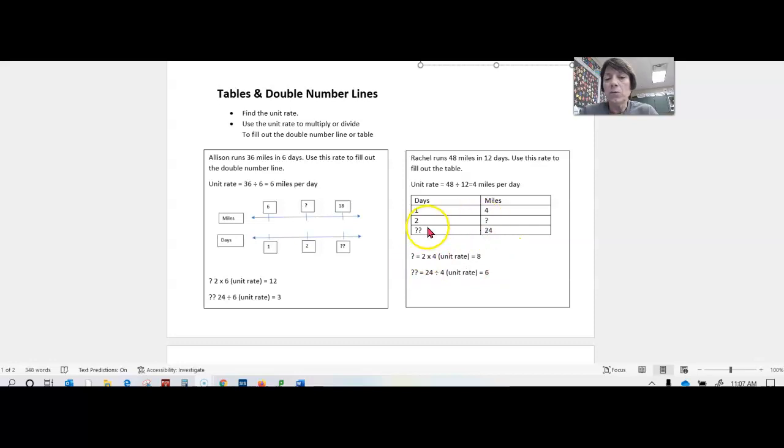So we can see here that we know we have 2 days, and if we run 4 miles each day, that'll be 8 miles here. And then here we see we have 24 miles that we're covering. We want to find out how many days that takes us, so we take our 24, divide by our unit rate, and we find out that would take us 6 days.